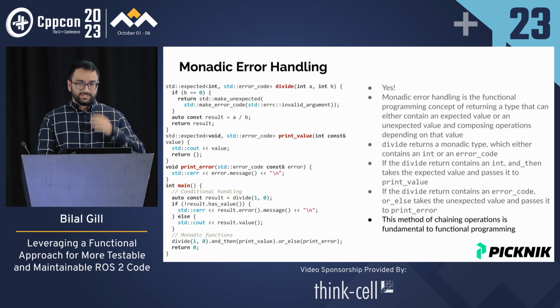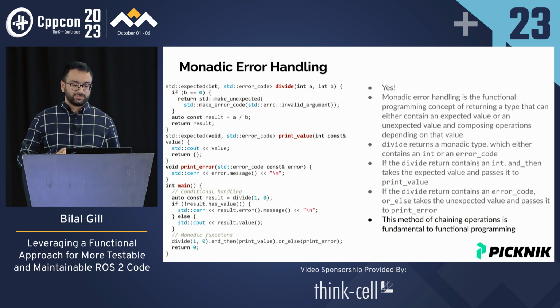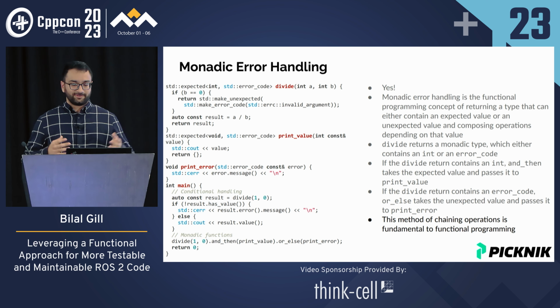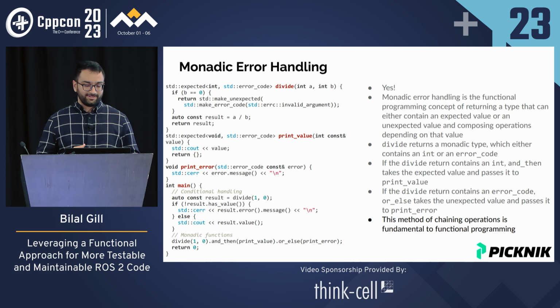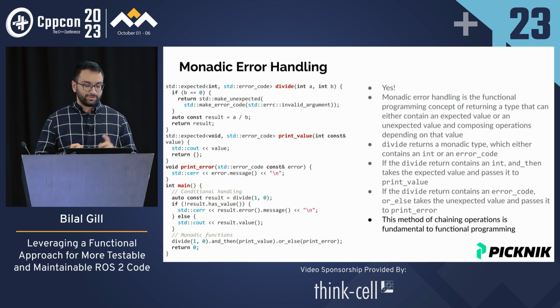So this method of chaining operations is sort of fundamental to functional programming. And another thing is, look how much nicer things look, right? With the declarative syntax, it's easy to know in the line where we're dividing what's going to happen. We either print value if it's successful or print an error if it isn't successful.